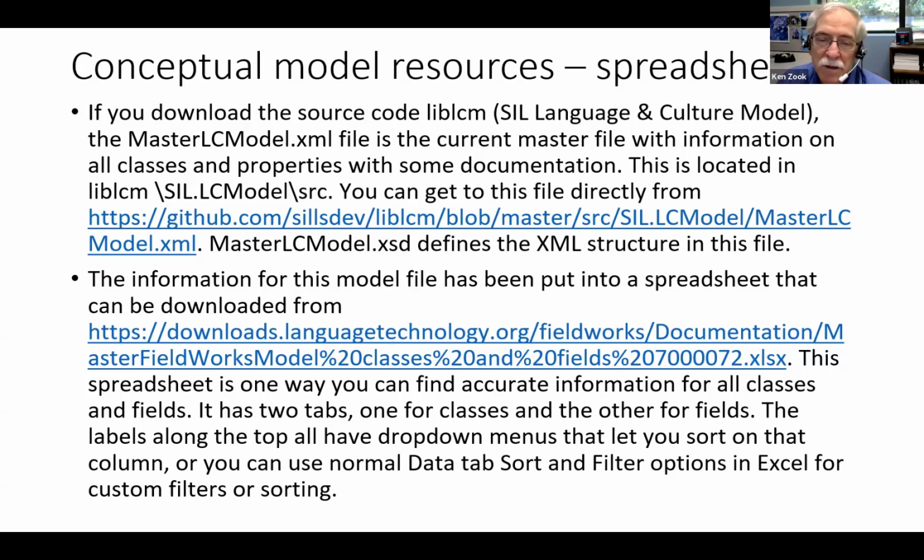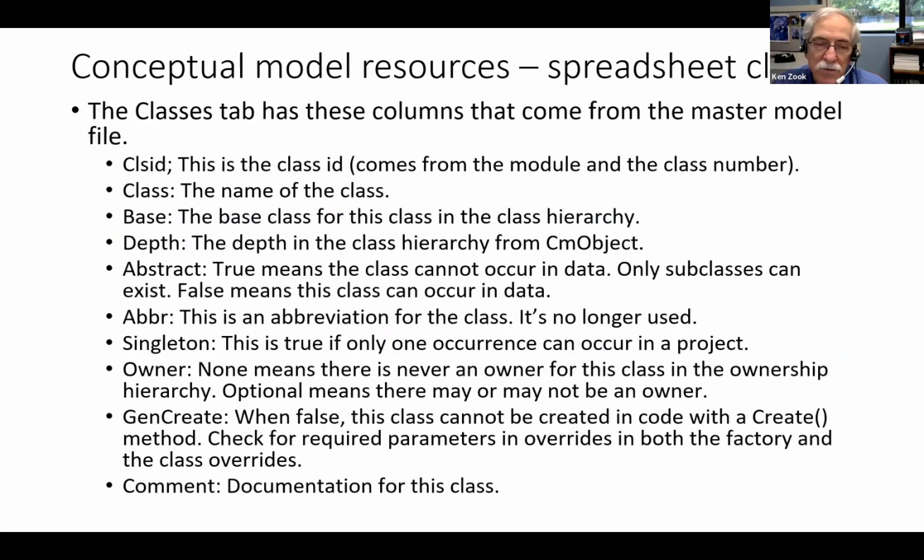And there's also an XSD file that defines the structure for that file. But the information for this model file has been put into a spreadsheet that can be downloaded from this other link here. And the spreadsheet is one way that you can find accurate information for all classes and fields. It has two tabs, one for classes and the other for fields. The labels along the top all have drop-down menus that let you sort on that column, or you can use normal data tab sort and filter options in Excel for getting more complex filters.